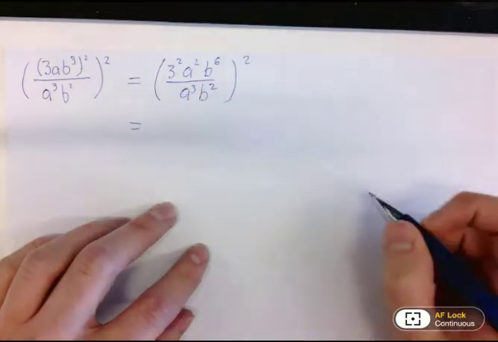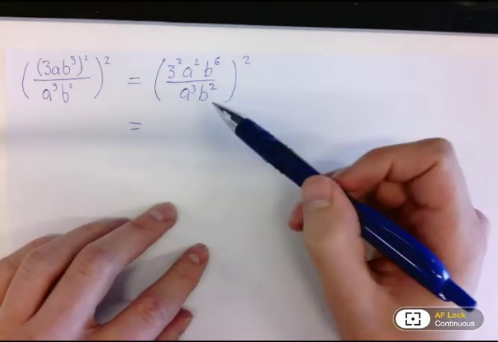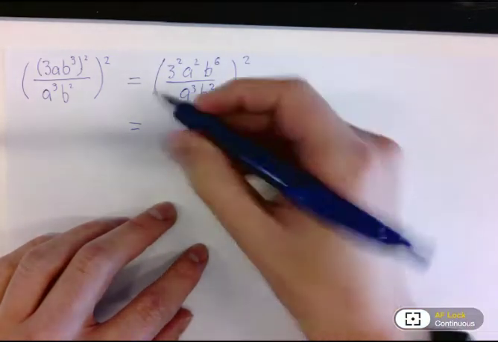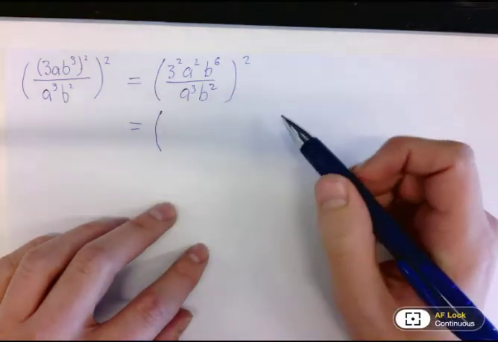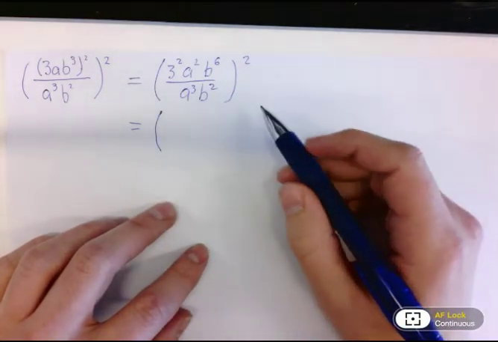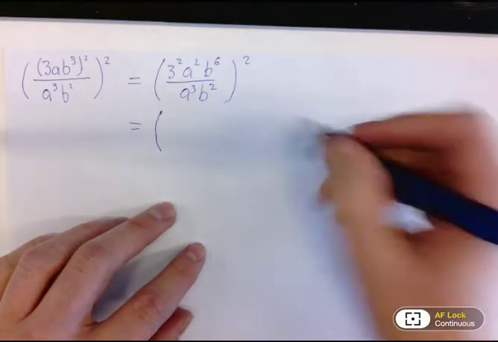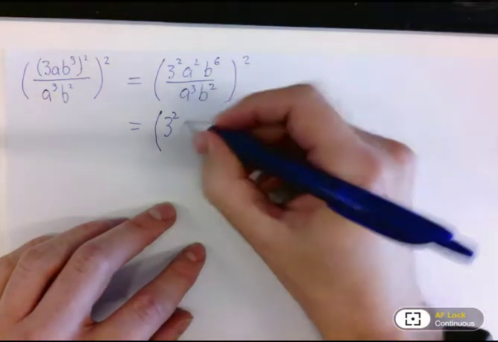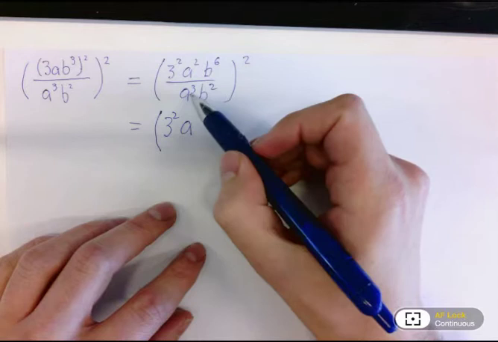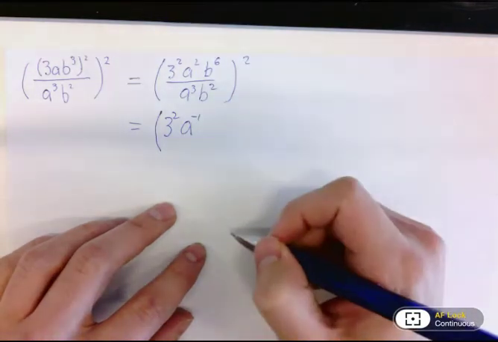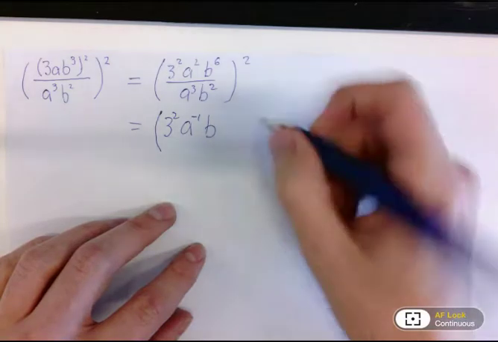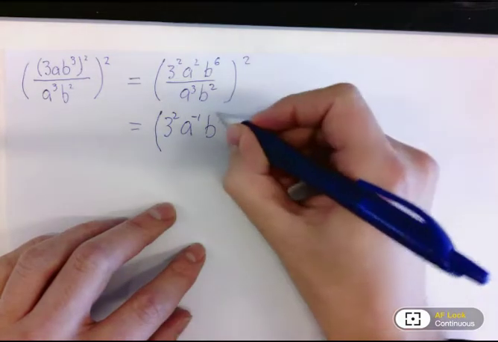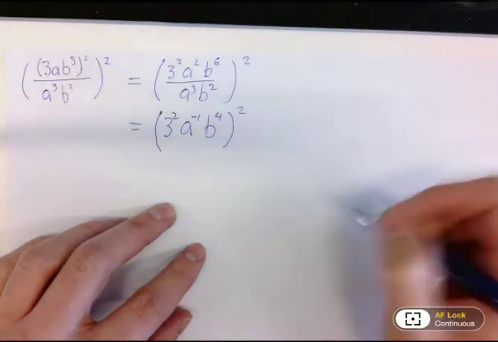Now, the next thing we should do is look to simplify what's in the brackets. And to simplify this problem, we should try and get rid of the fraction. Now, we know that when we have a fraction, we're talking about division. And when we're talking about division with indices, we have to subtract the powers. So we have 3 squared that stays the same. If we look at the a's, we have a to the power of 2 divided by a to the power of 3. So that gives us a to the power of negative 1. If we look at the b's, we have b to the power of 6 divided by b squared. So that gives us b to the power of 4, and that's all squared.